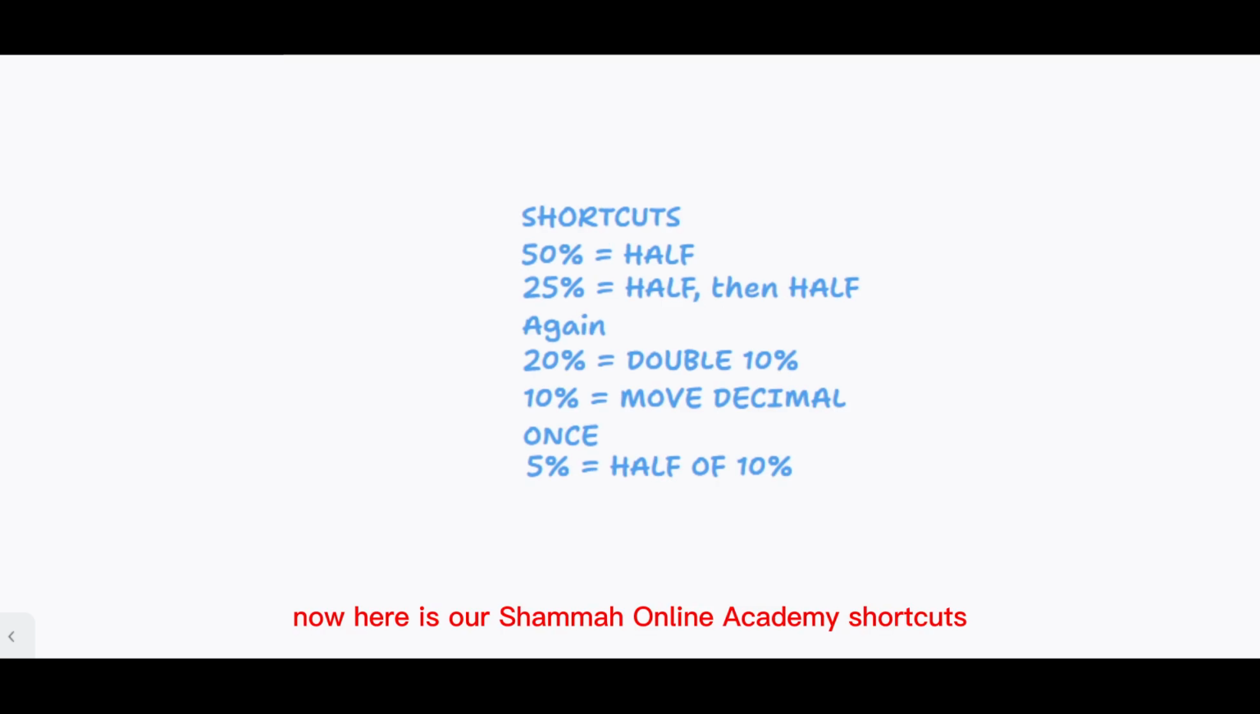Now, here is our Shammah Online Academy shortcuts. Shortcut number 1. 50% means half. That's it. So half of 80,000 is what? 40,000.